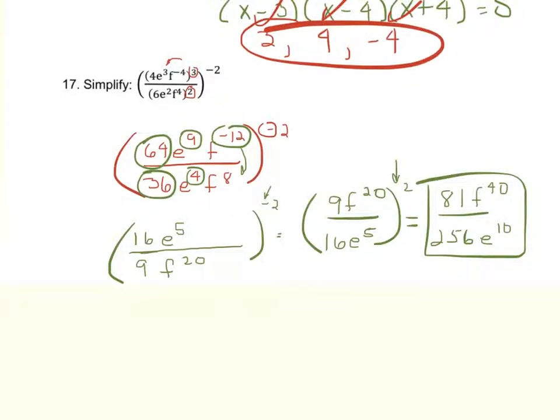I can't cancel any of the f's with the e's, or 81, a bunch of 3's, and 256, a bunch of 2's. So I think that's the correct answer. You may want to check what 16 squared is.